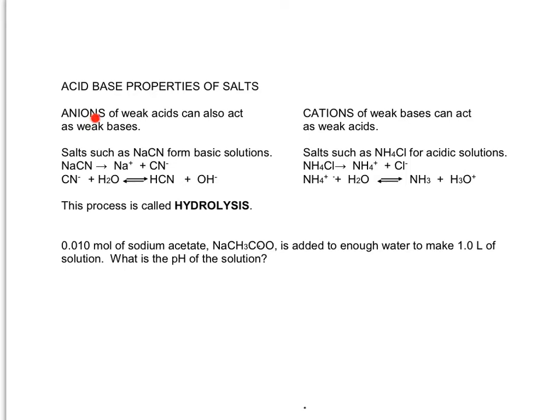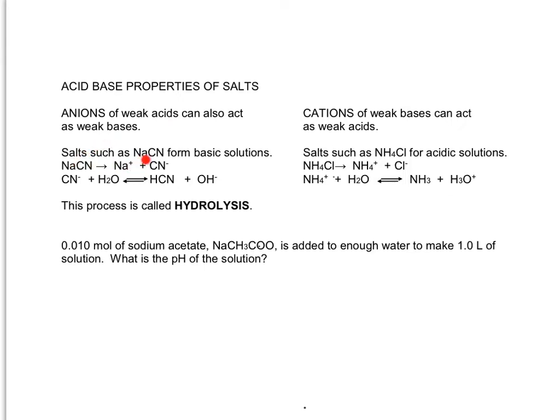Well, if you have an anion of a weak acid, that ends up being a very, very weak base. What does an anion of a weak acid mean? An example of a weak acid, for example, is HCN. HCN is a weak acid, so the anion of that is CN minus. If you have a salt that has CN minus, that actually turns out to be slightly basic. And that's what it means by anions of weak acids can act as bases.